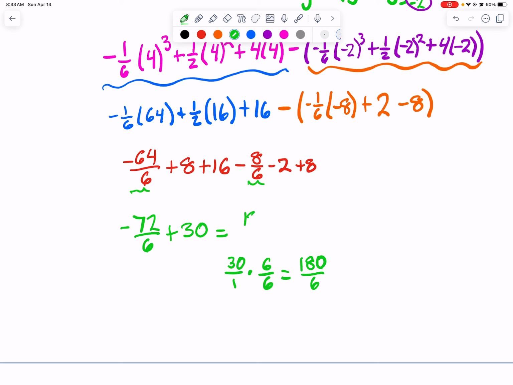So 180 over 6 minus 72 over 6 is going to give me 108 over 6 as my answer, which I believe does divide. 108 over 6, actually, is equal to 18.